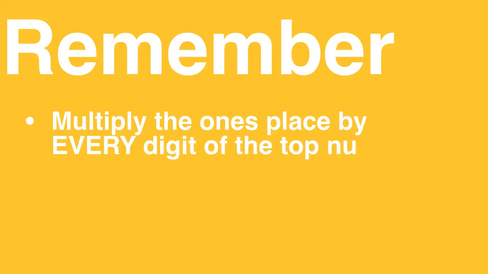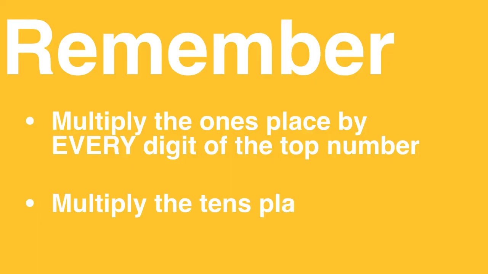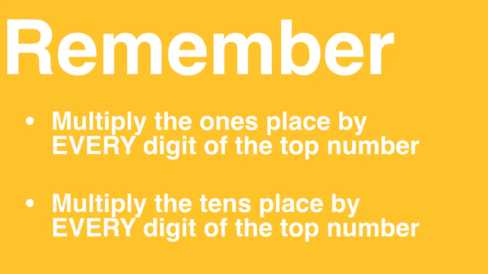From today, remember, when you multiply a two-digit number, multiply the ones place, the circle, by every digit of the top number. Only after that should you multiply the tens place, the squares, by every digit of the top number.